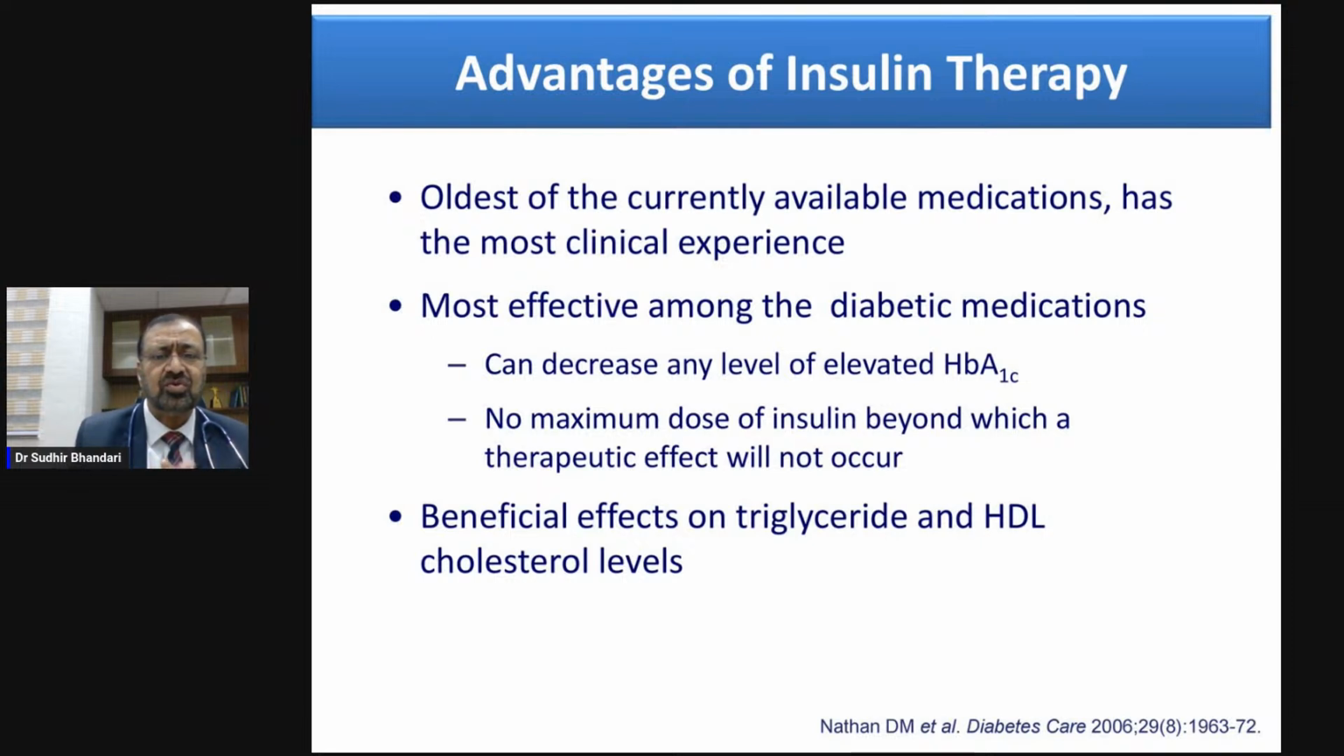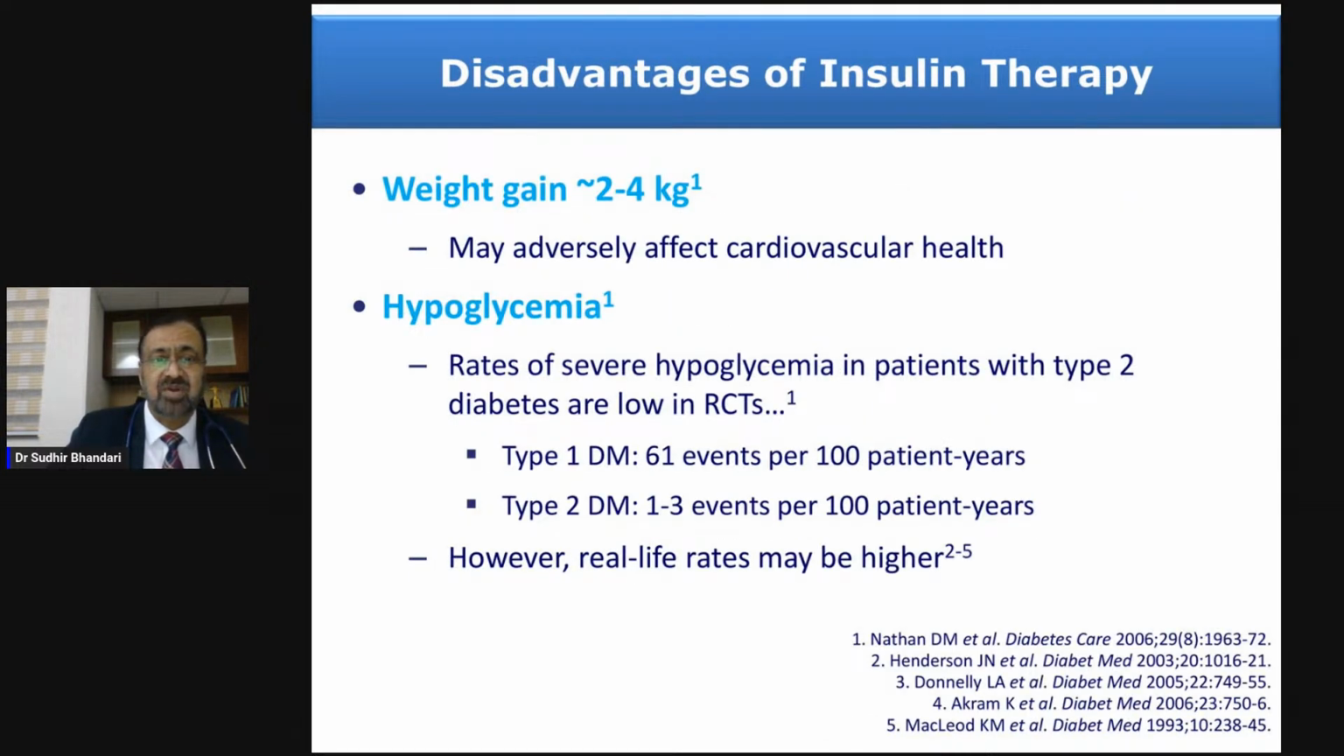When we try to talk to a patient that you have to be on insulin, we need to understand what are the advantages of insulin therapy. It is the most effective diabetic medication, and we have the very good beneficial effect on triglyceride, increasing HDL and reducing triglyceride, which is very important. But all that glitters is not gold. Insulin has a great physiological advantage, but there are some challenges also.